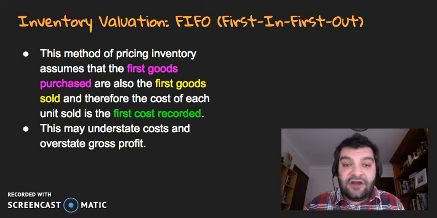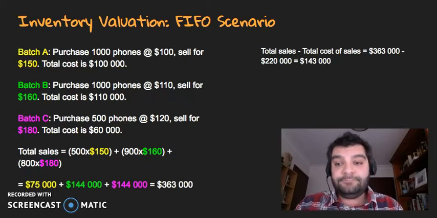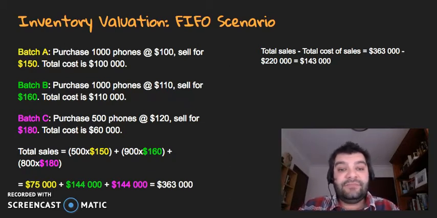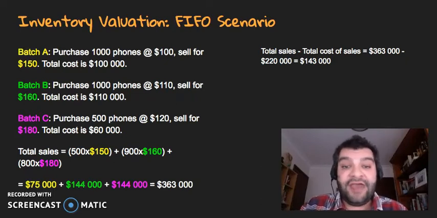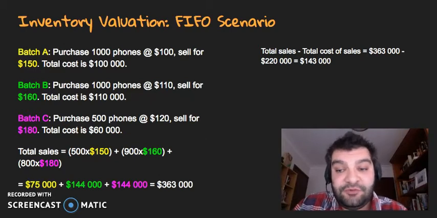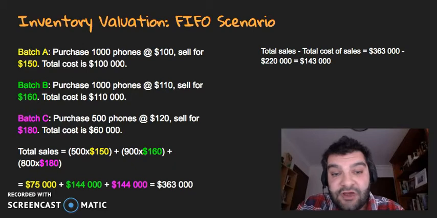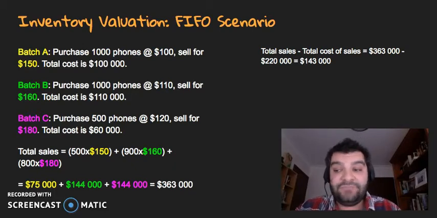So again, we'll look at the scenario. The first goods bought were the ones in batch A in January. They were bought for only $100 a phone. FIFO assumes that the first goods bought are the first goods sold, so therefore the first price recorded is the one that you're going to use. So the first cost that was recorded is $100 per phone. That's lucky for this business because over the course of the 3 months, the price of buying all those phones has actually gone up. So the first cost that they've got recorded is actually very low.